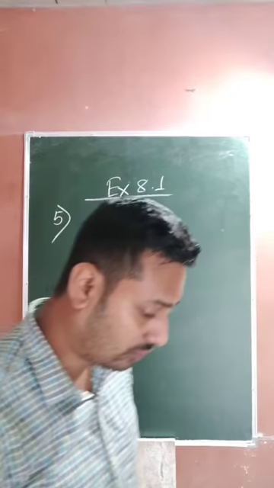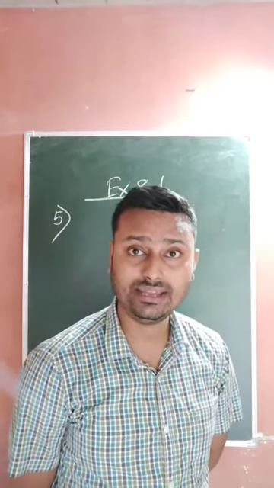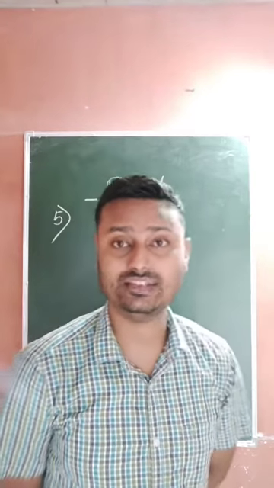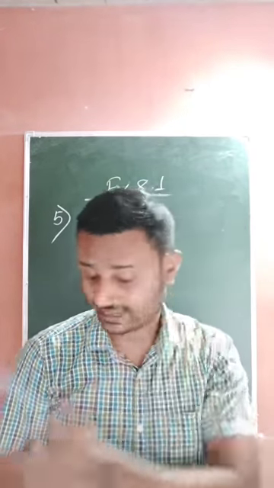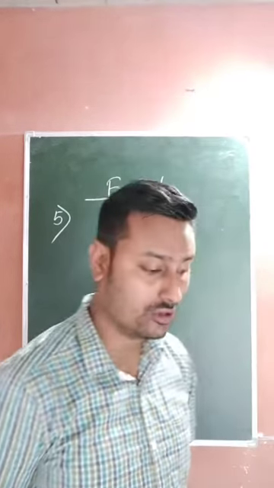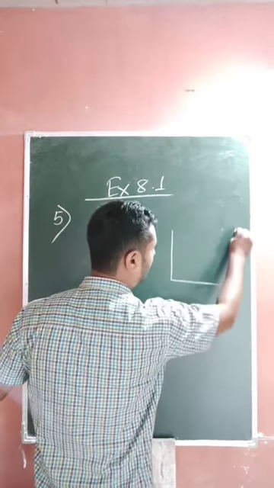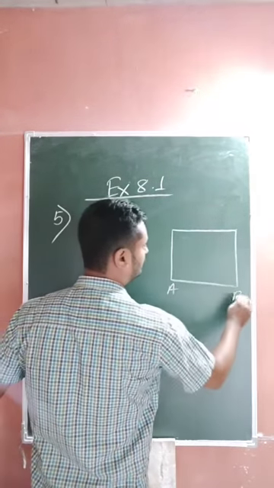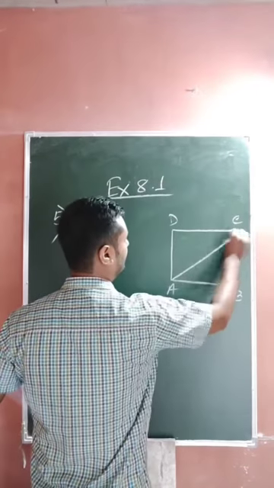But I think all of you know that in case of any parallelogram, if one angle is 90 degrees, then all the angles become 90 degrees, and that is a rectangle. That is one example given in your book also. So in this case let us consider a quadrilateral ABCD.